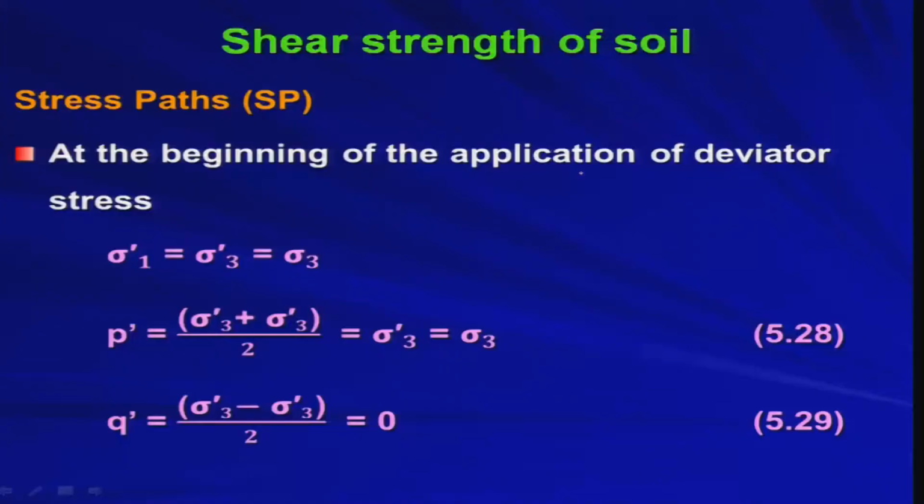So, before application of the deviatoric stress, at the beginning, sigma 1 prime is equal to sigma 3 prime is equal to sigma 3, agreed, because you are applying all round cell pressure. Whatever stress is there in the radial direction, the axial direction also has the same stress. In this situation I can calculate p prime by the equation given just now: sigma 3 prime plus sigma 3 prime by 2, which is nothing but sigma 3 prime, and it is eventually equal to sigma 3.